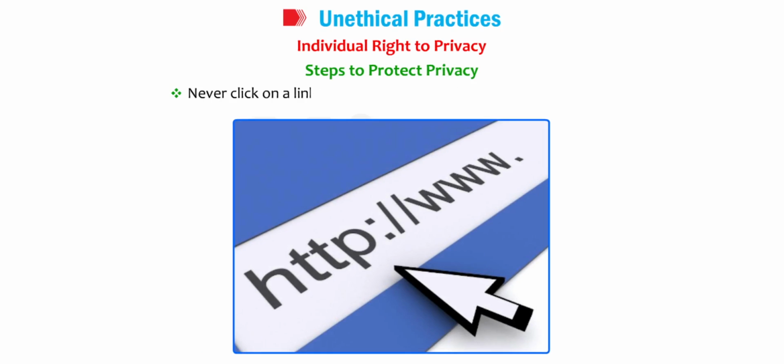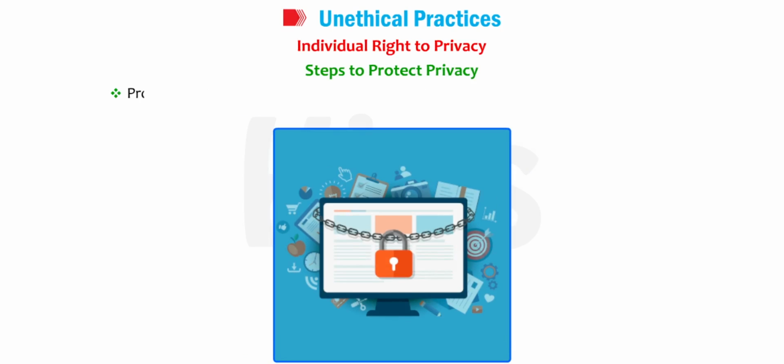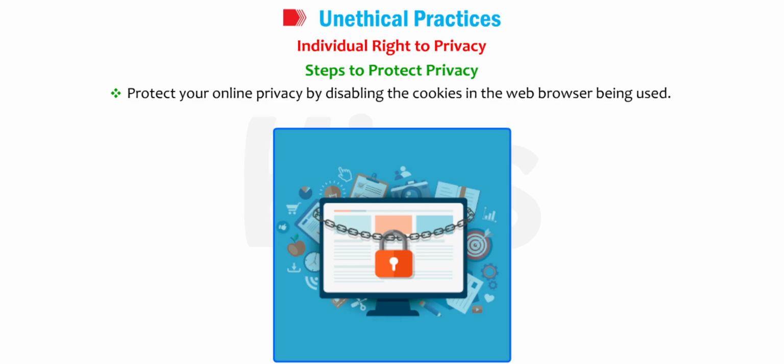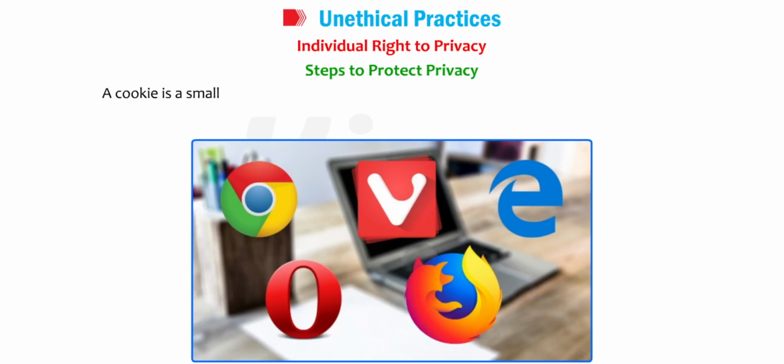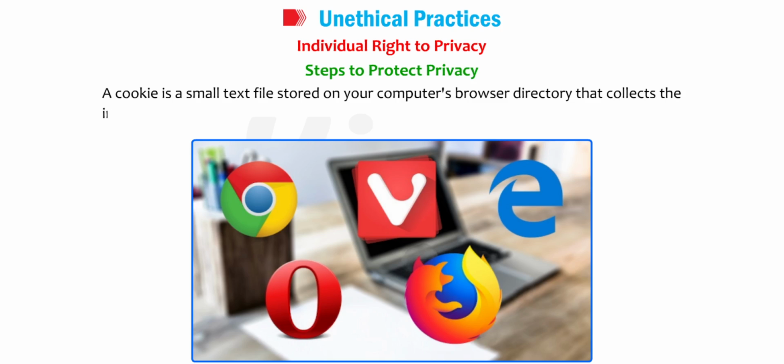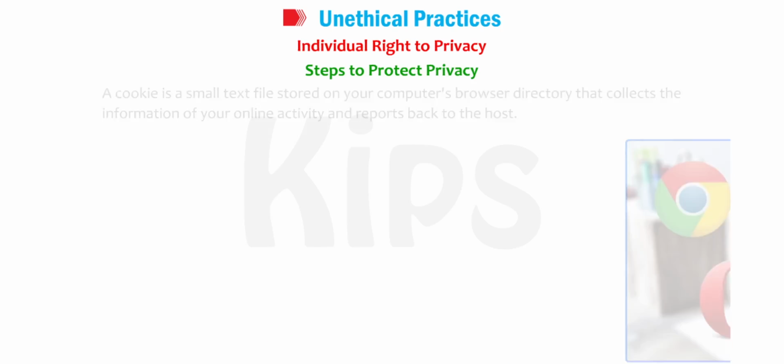Never click on a link sent to you via text or email from a stranger. Protect your online privacy by disabling the cookies in the web browser being used. A cookie is a small text file stored on your computer's browser directory that collects the information of your online activity and reports back to the host.